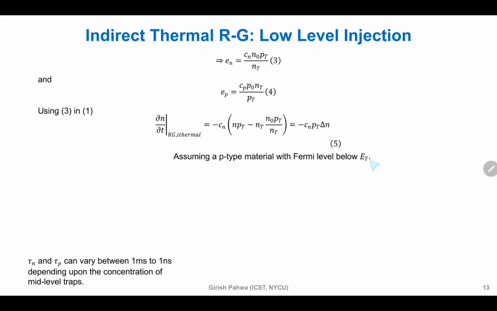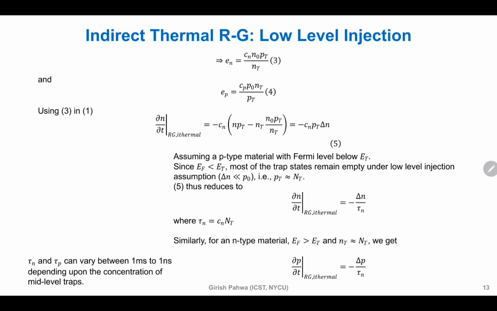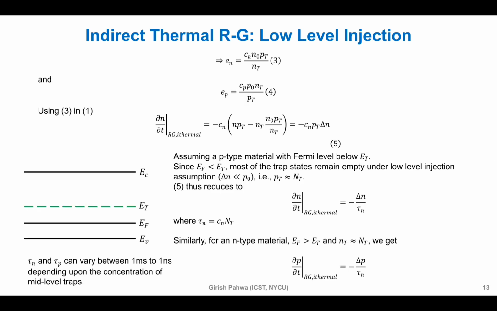In the p-type material, I know that the Fermi level is below ET, because ET is somewhere in the middle, and in the p-type material the Fermi level is close to EV. So what will I get? Because EF is smaller than ET, right? So where is that figure? Oh yeah, here.